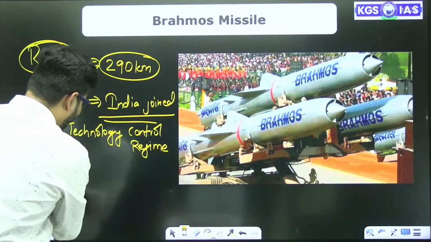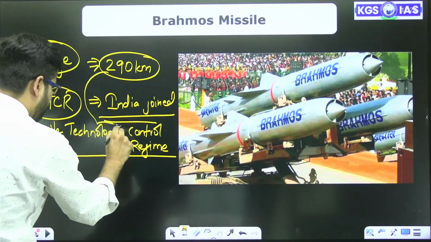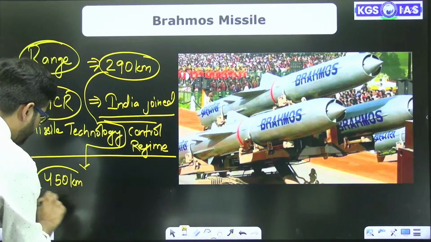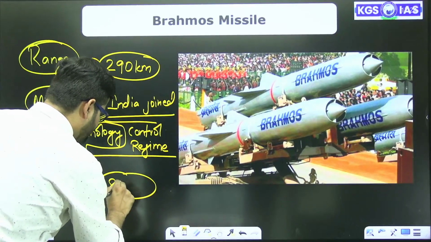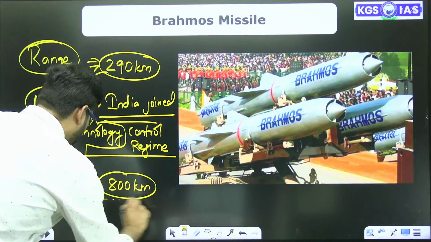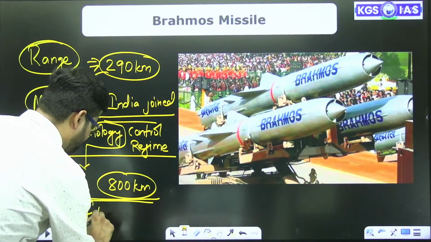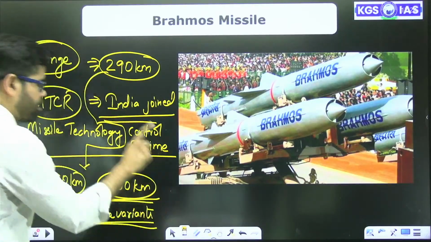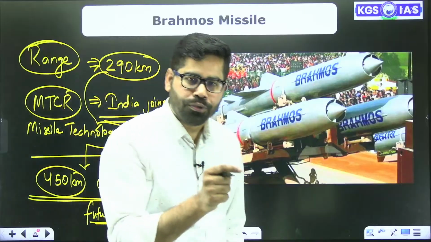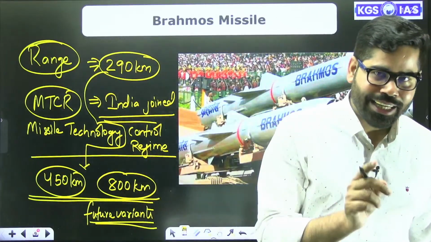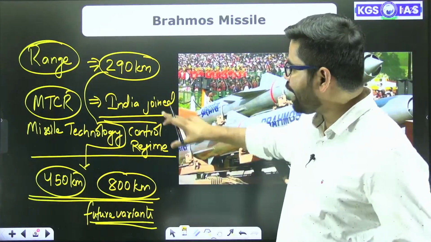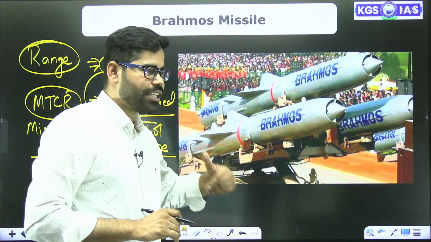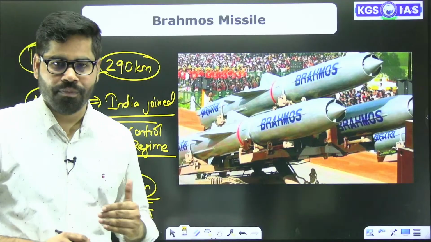And after joining this MTCR, the range has been extended up to 450 kilometer, and even one of the missiles is being developed with a range of 800 kilometer. So these are the future variants of the Brahmos missile with a range up to 450 kilometer and 800 kilometer also. India joined the Missile Technology Control Regime, and after that its range has been extended.